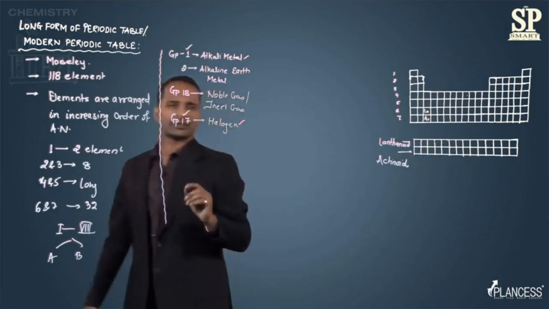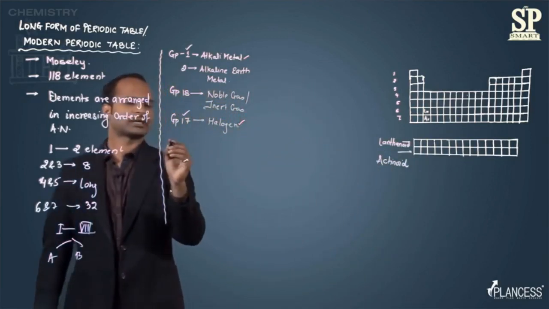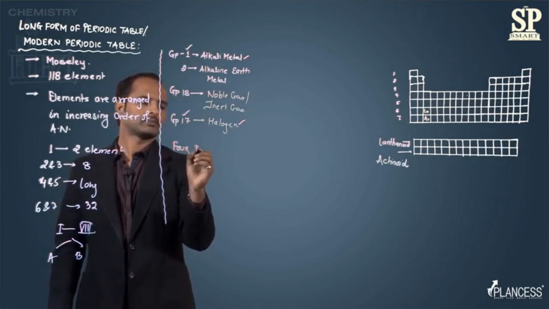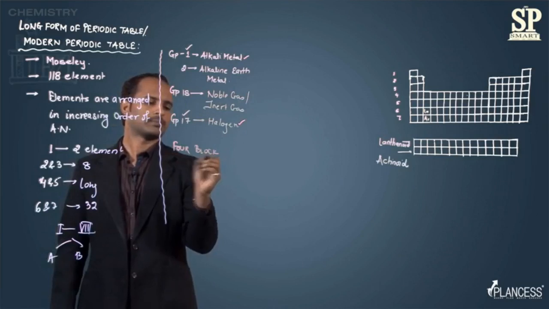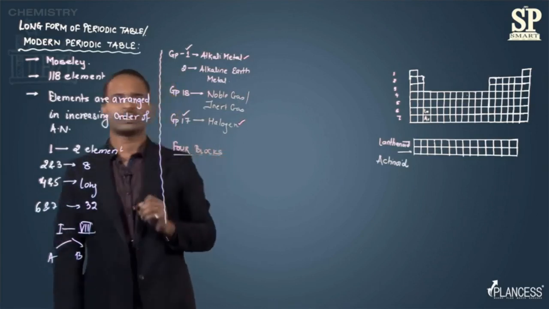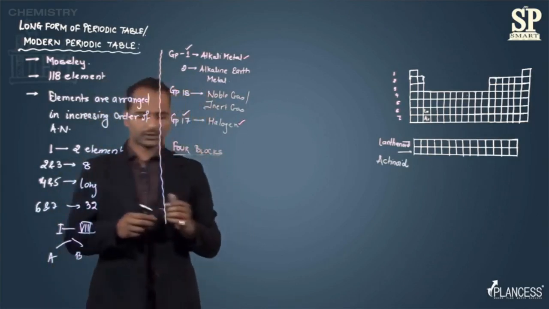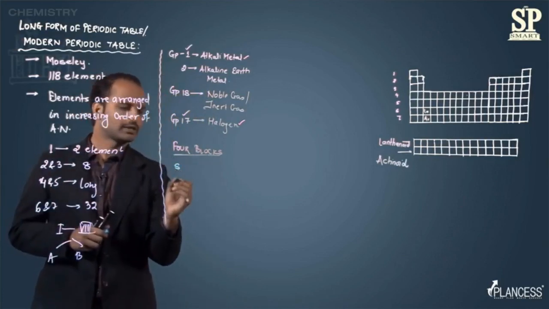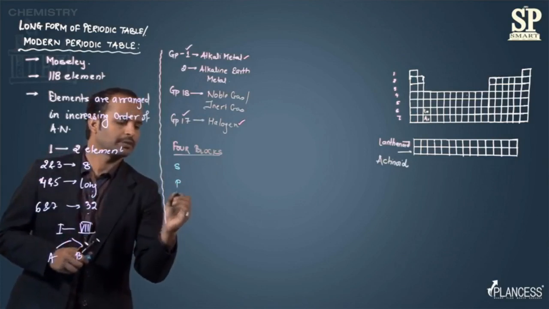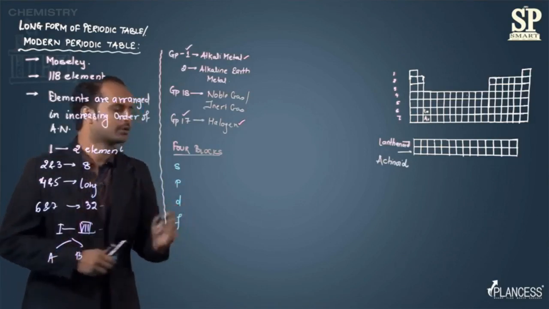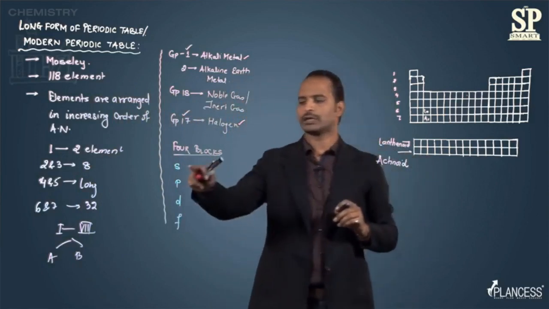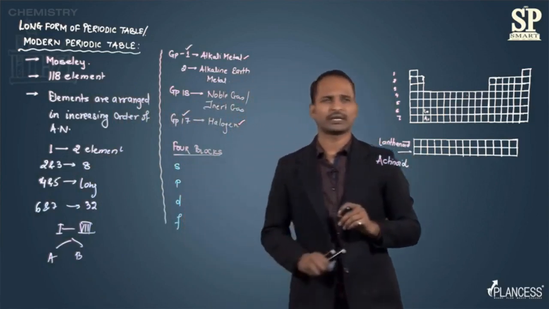Then the whole periodic table has been classified into 4 blocks. We have a total of 4 blocks here. Those 4 blocks are named the s block, p block, d block and f block. All the blocks are always represented by a small letter: small s, small p, small d and f.